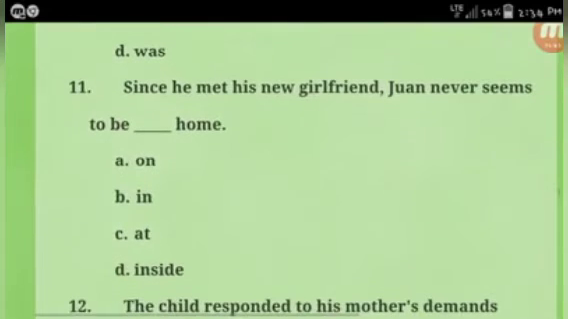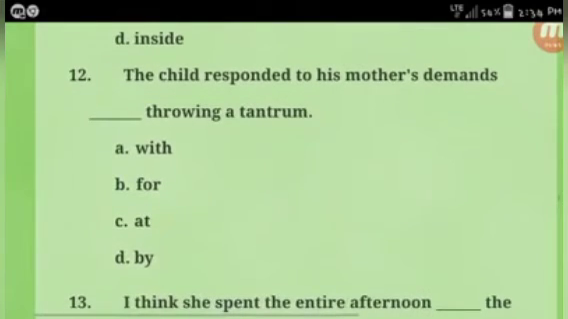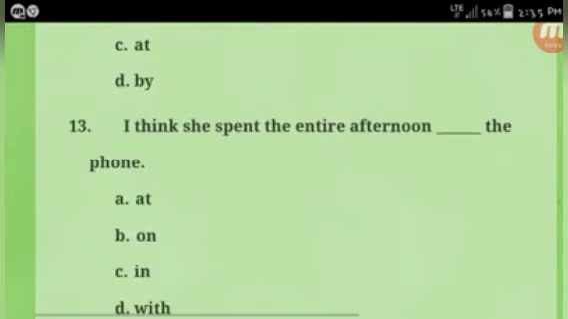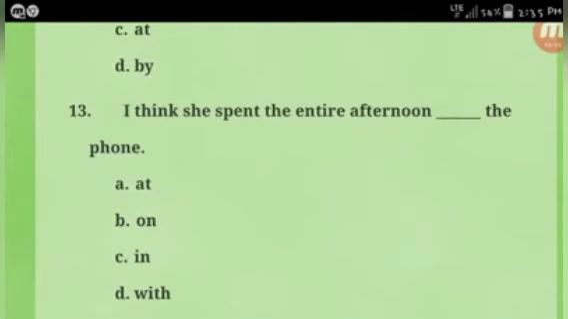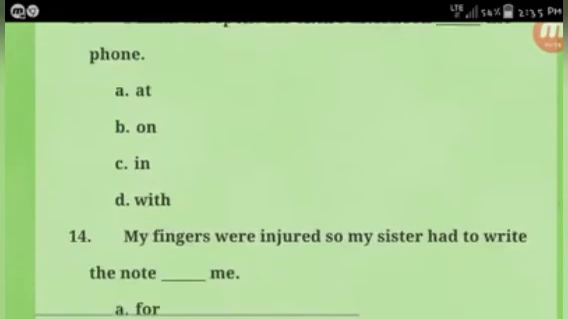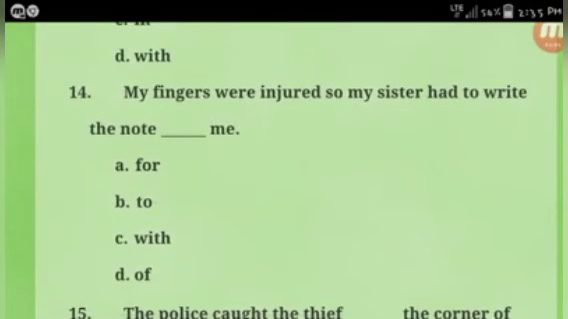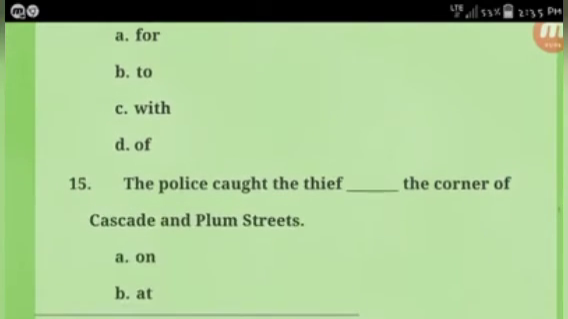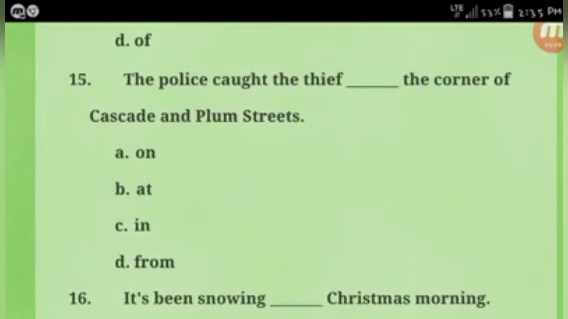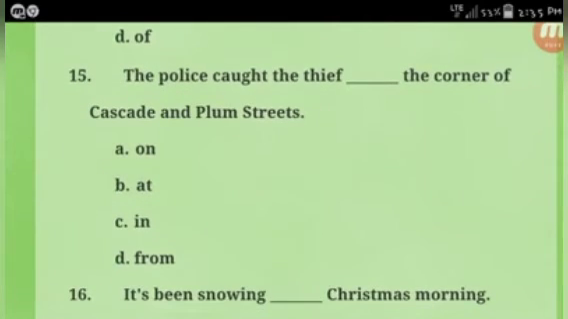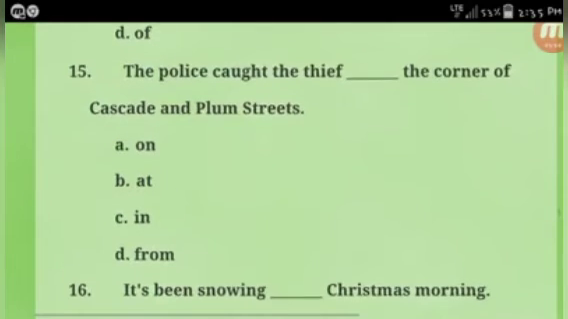Next, since he met his new girlfriend, who never seems to be at home. Number 12, the child responded to his mother's demands by throwing a tantrum. Next, I think she spent the entire afternoon blank the phone. The phone always takes on the phone. Next, my fingers were injured, so my sister had to write the note for me. Okay, instead of me, my sister has to write it for me. Next, number 16, the police caught the thief blank the corner of Cascade and Plum Streets. So this is like a certain point, so you always have to use at for a certain point.